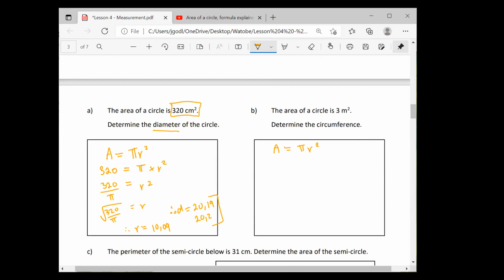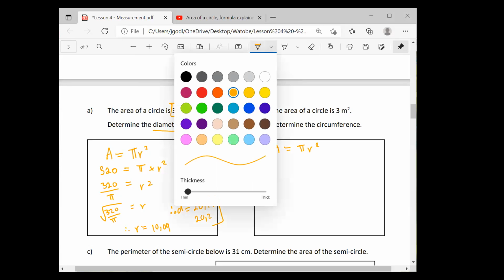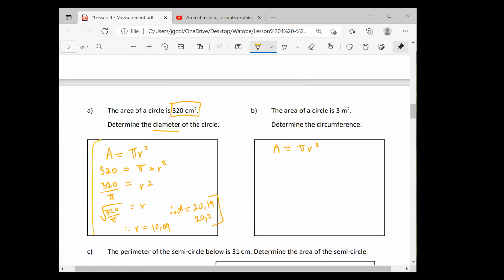So I see a couple of people got there, which is great. I think I saw another one a little bit earlier, which was on the right sort of track. But that's what our value would be. So our diameter would be 20,2 or 20,19 centimeters. Okay, so try and follow this train of thought. Let it help guide you to try and work on B for me.